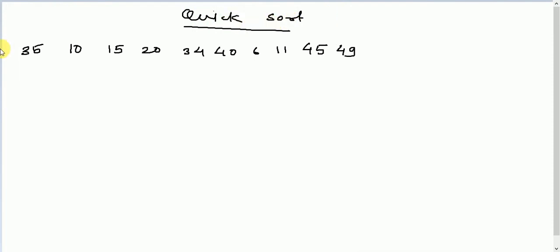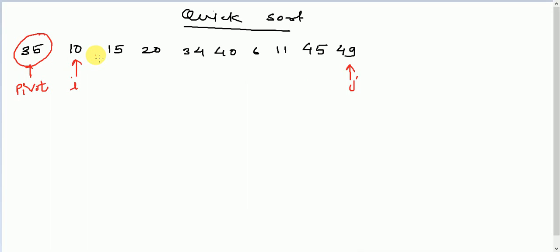Now what is the first step? I have to select the pivot element. So here I am selecting 35 as my pivot element. Now I basically need two counters, because one counter is to separate the elements smaller than 35, and another counter is to separate the elements which are greater than 35. So I am using i and j as my two pointers. I will start from the index plus 1, so i will start from 10 and j will start from 49.